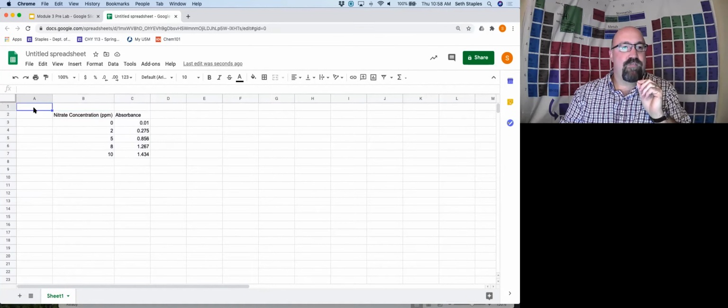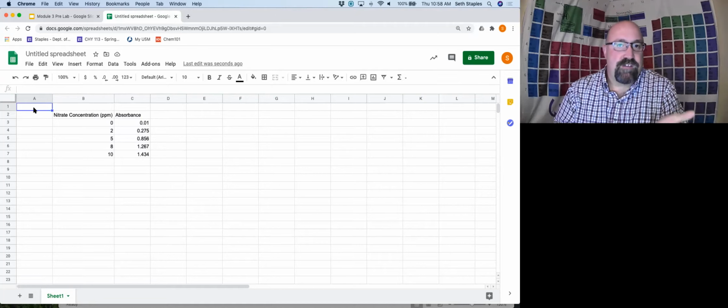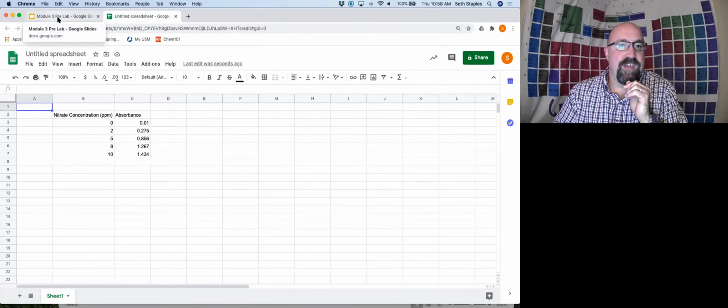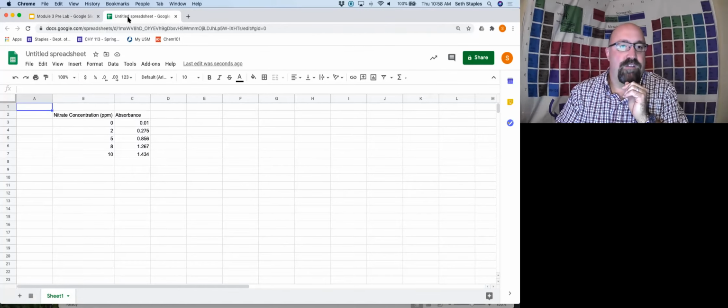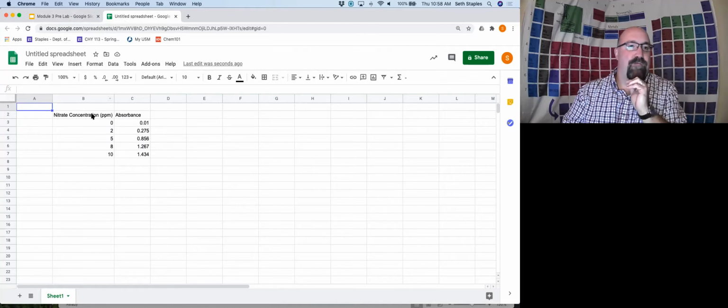This is our nitrate concentration versus our absorbance. Right now, I'm just making a graph in Google Sheets. Again, this is the same exact data as we had right here, our nitrate concentration and our absorbance. You can see that I've labeled my headings. It's always a good idea in your spreadsheet to label your data.